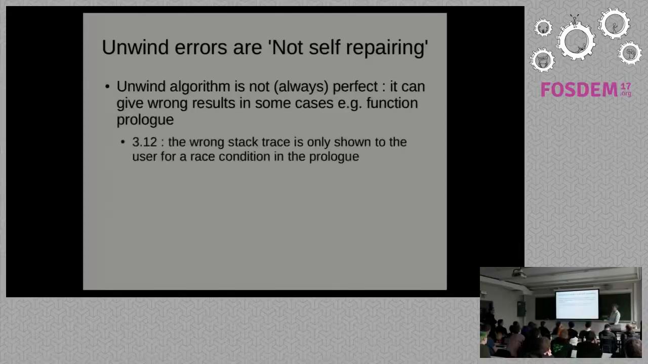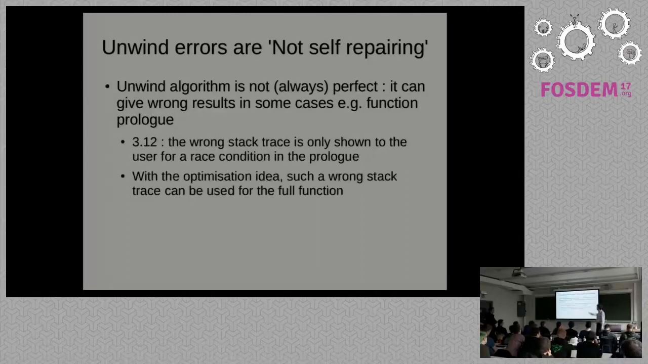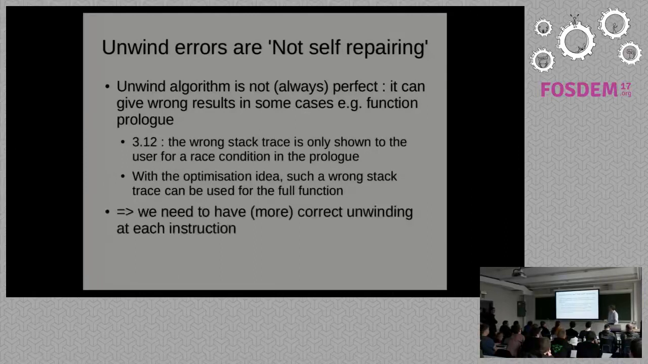In 3.12, and still in 3.13 because I did not commit this, a wrong stack trace is only shown to the user for a race condition in the prolog. But with this idea of caching, with the optimization idea, such a wrong stack trace can be used for the full function. If the full function is just a bunch of instructions like that, the wrong stack trace computed in the prolog will be used for the rest of the function, and that's not good. And so, a consequence of this is that we need to have more correct unwinding at each instruction.